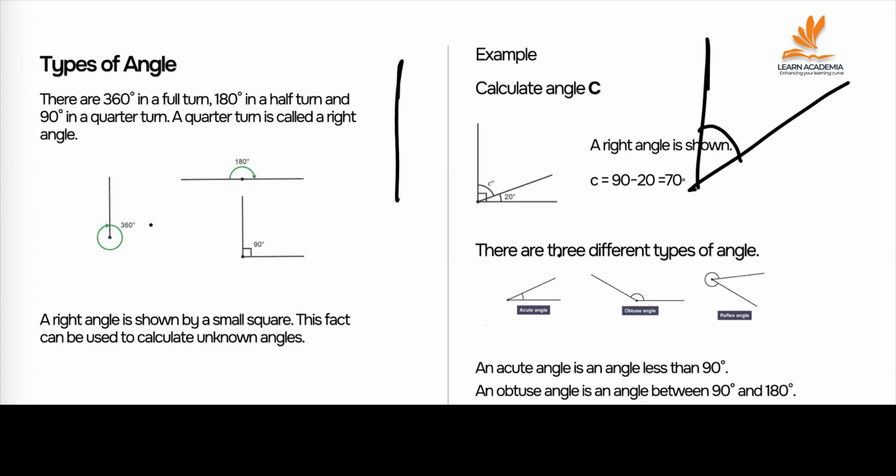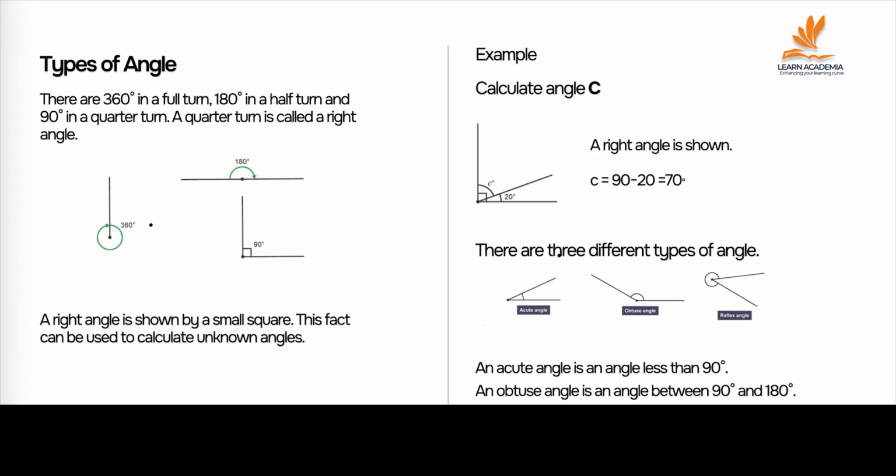I could simply have an angle formed this way. But however it is formed, wherever two lines meet, we'll see an angle is formed. So I'll be going in accordance to the slide real quick. We have types of angles as the first subtopic. It says that there are 360 degrees in a full turn, 180 in a half turn, and 90 degrees in a quarter turn. It says a quarter turn is also called a right angle or a perpendicular.